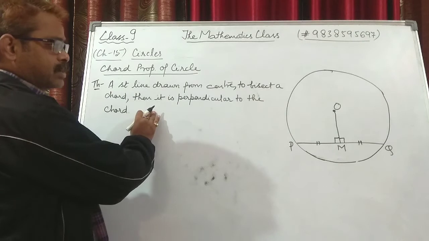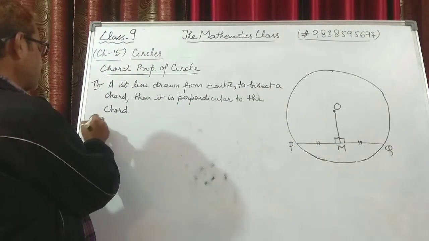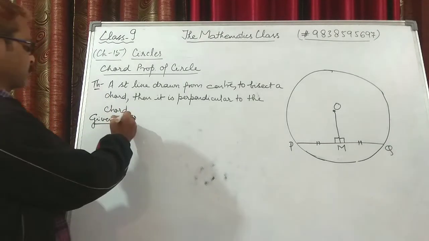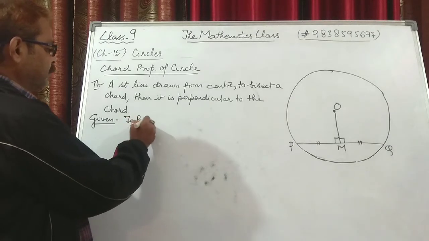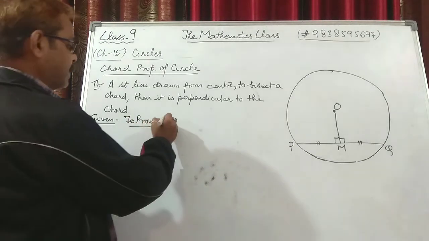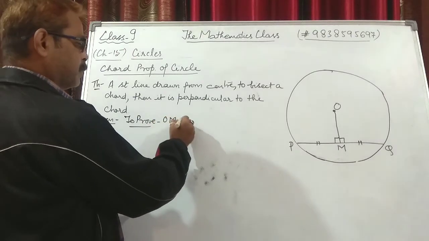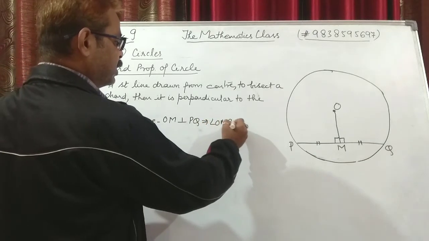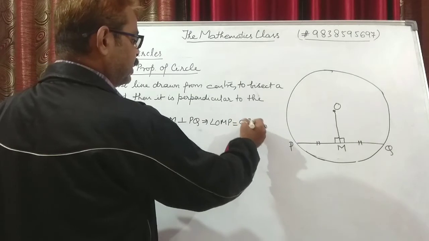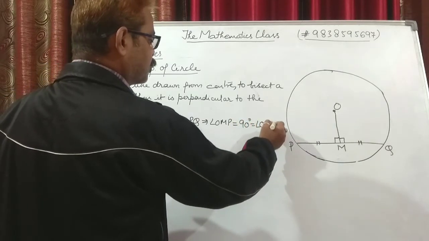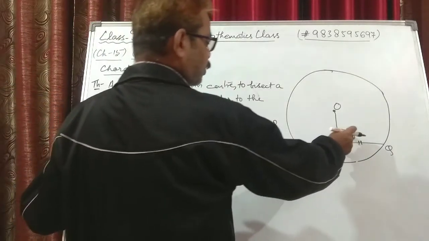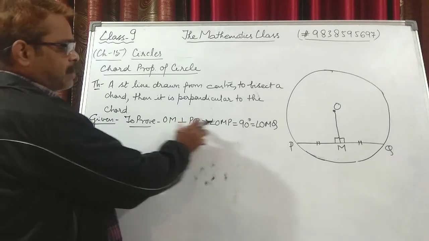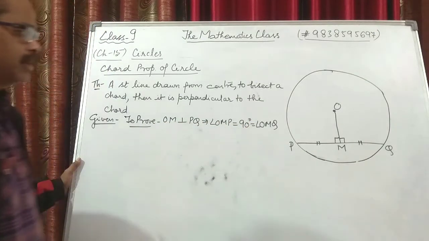Now with the help of the statement I have drawn the diagram. Then you have to write what is given, which I am not writing here. Now I move on to the next step, to prove. We have to prove that OM is perpendicular to PQ. It implies that angle OMP is equal to 90 degrees, or you can prove OMQ is also 90 degrees. Either this angle or this angle should be 90 degrees. This is my proof, and it can be written in this form.